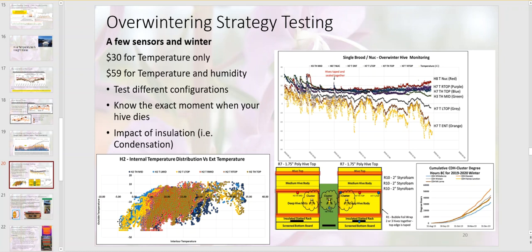So this scatter chart here is internal temperatures versus external temperatures in a double brood chamber hive, and you can see that even at really, really cold temperatures, the coldest internal temp is -5, and that's in the opposite corner from the cluster on the back side of the hive. And most of the winter was spent in the 10 to 20 degree range.